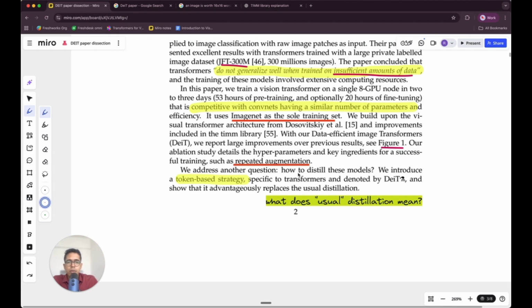We address another question, how to distill these models. First of all, what is distillation, right? We should discuss that. We introduced a token-based strategy specific to transformers and denoted by data efficient transformer DeiT with this weird symbol. I don't even know how they printed this, but whatever. That symbol, and show that it advantageously replaces usual distillation. So here I had a doubt, what exactly do they mean by usual distillation?